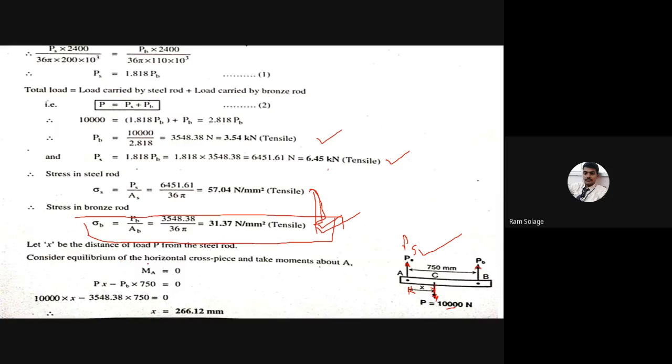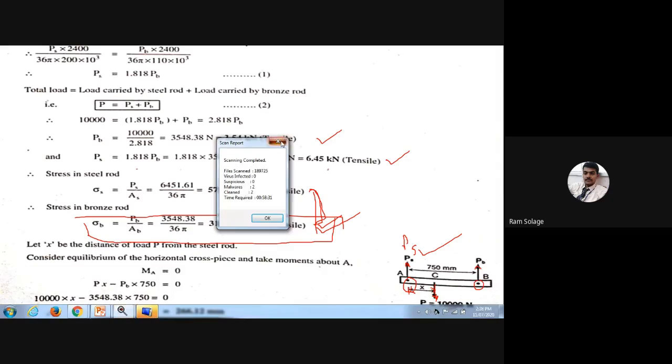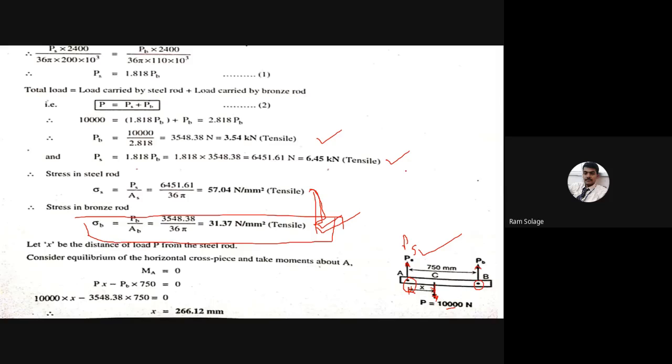Consider equilibrium of the horizontal cross piece and take the moment at point P. We have to take the moment at point A or at point B, no problem. In applied mechanics, we are taking the moment. Correct? Moment means what? Force into perpendicular distance. Always the moment is either clockwise direction or anti-clockwise direction. Clockwise direction we always take as a positive sign, and anti-clockwise we can consider as a negative sign. So we are taking the moment at point A.